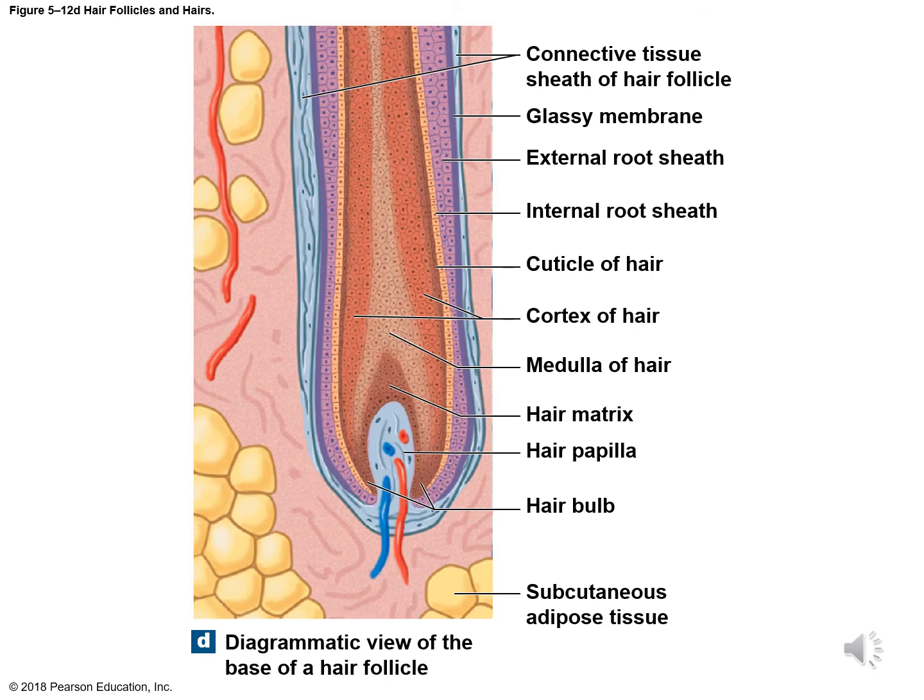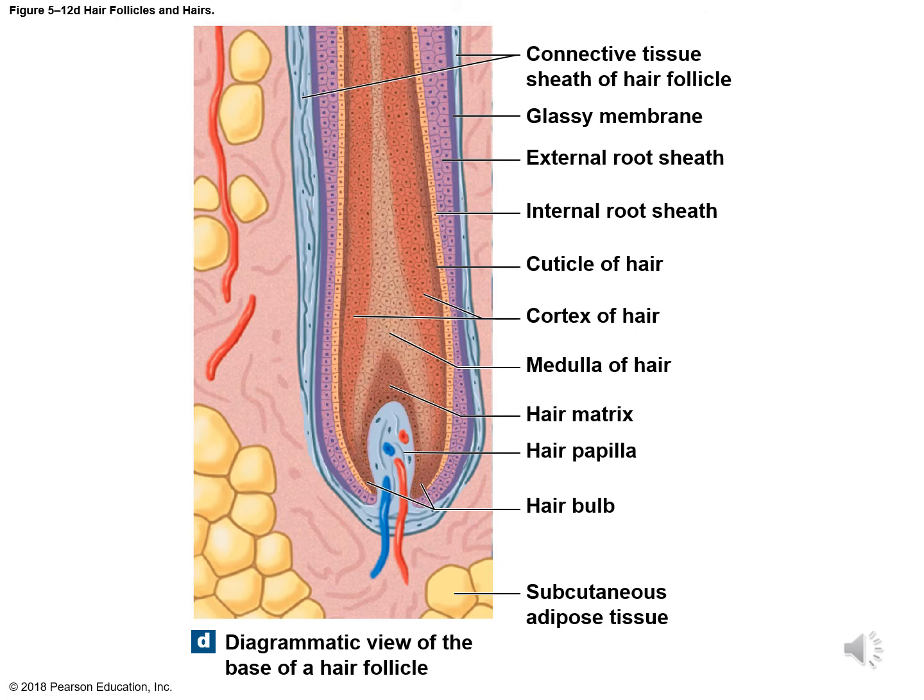Then outside of the internal root sheath, we have the external root sheath, which is another covering, but this will extend all the way up to the skin surface. And then we have a glassy membrane, which is a thickened, clear layer that surrounds the whole connective tissue of the dermis and also runs the entire length of the follicle.